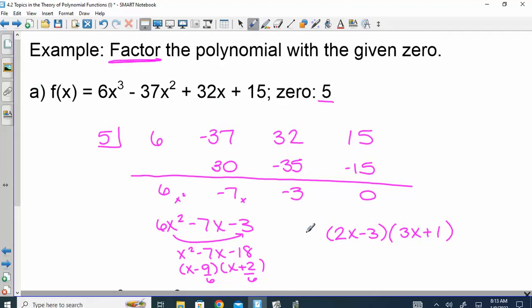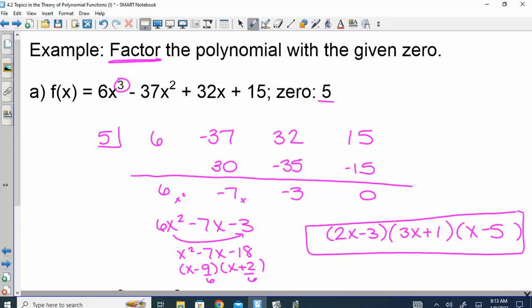All right, here are 2 of the factors. This was x cubed, so I should have 3 parentheses. What's my third one going to be? Yeah, 5 was a 0, so we have to put an x minus 5 in there. So this one is just because of that first 0 I gave you. And that is factored completely.